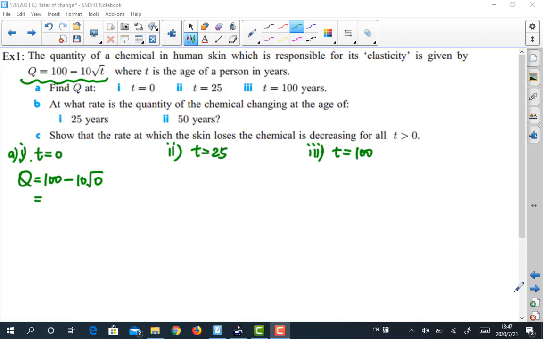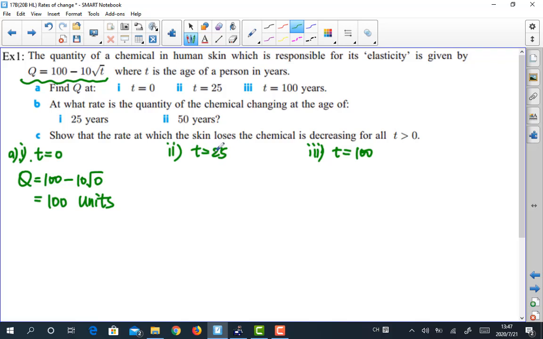When t equals 0, we just use 0 to replace the t in the quantity function. So the quantity should be 100 minus 10 square root of 0. Square root of 0 is 0, and 0 times 10 is still 0. So that's 100 units. So the quantity at t equals 0 is 100 units. So the person has a full set of the elasticity at that time.